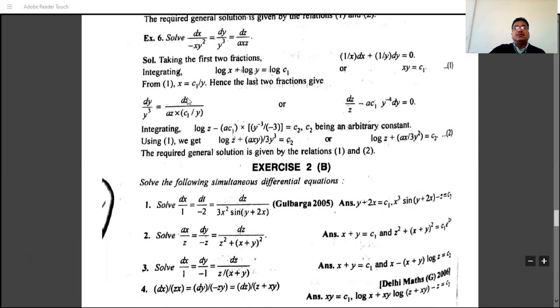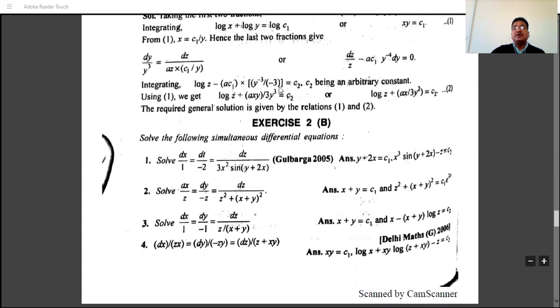So by considering first two fractions, we have this x into y is c1, and you use that. Then consider last two fractions, dy divided by y cube and dz divided by axz, and to cancel the x, substitute x as c1 by y, because if you consider dy and dz, then cancel x. So in order to cancel x, use the first solution, that x is equal to c1 by y, and then separate the variables, and integrating we have this solution, log z.